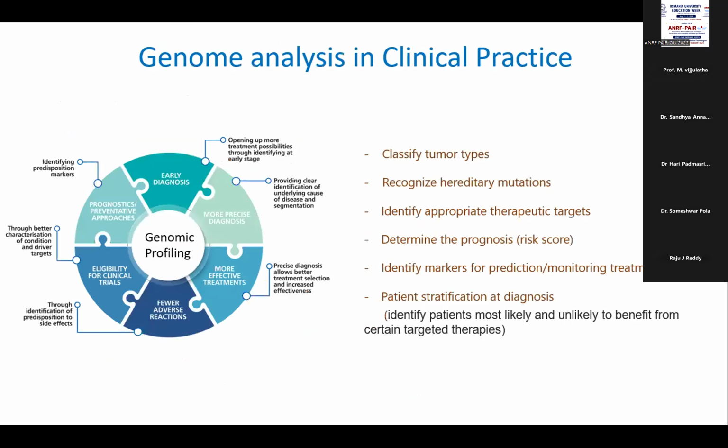So the context is that genome analysis can be an important tool at a clinical level, particularly to identify the tumor type at the time of diagnosis, recognize if there are any hereditary mutations implicated, identify the appropriate therapeutic targets, determine the prognostic risk score for each individual, and identify the markers for monitoring the treatment response.